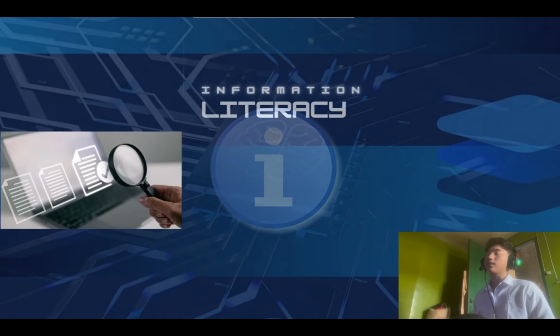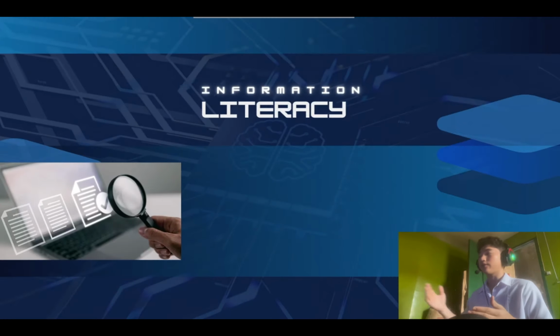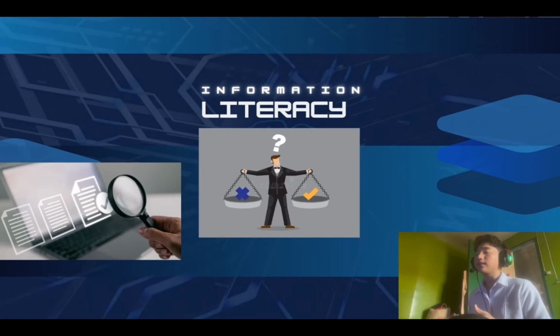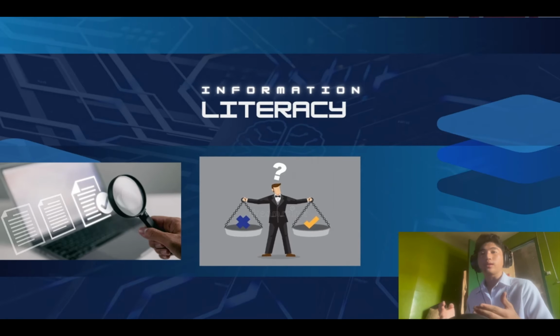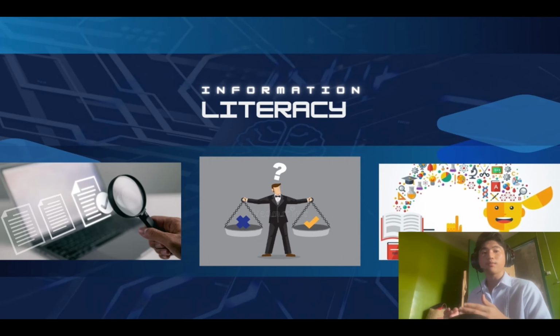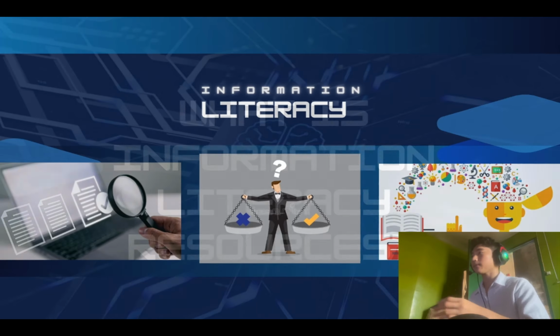So, what is information literacy? Just as from what I've said earlier, information literacy is the ability to know when information is needed and then the ability to locate it. Next is to evaluate whether the information that you found is credible or cannot be trusted. And the next is to be able to apply that information that we've found or to share it with other people. So that in its essence is information literacy.